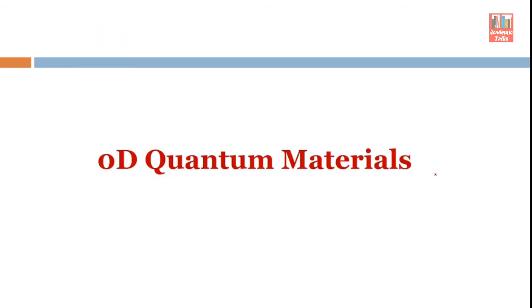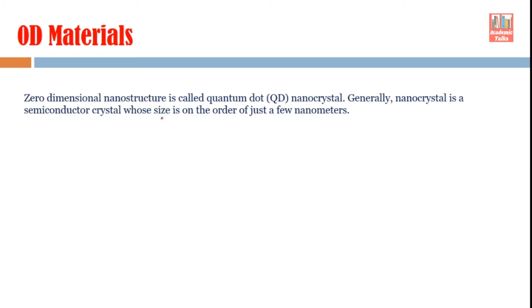Now after having this discussion about 1D materials, let's start the discussion about 0D, zero dimensional quantum materials. It means 3D confinement. The carriers are not allowed to move in all three directions. It means they have 0 dimensions, and they are also known as quantum dots. Now 0 dimensional nanostructures are also called quantum dot nanocrystals. Generally, a nanocrystal is a semiconductor crystal whose size is of the order of just a few nanometers, right.